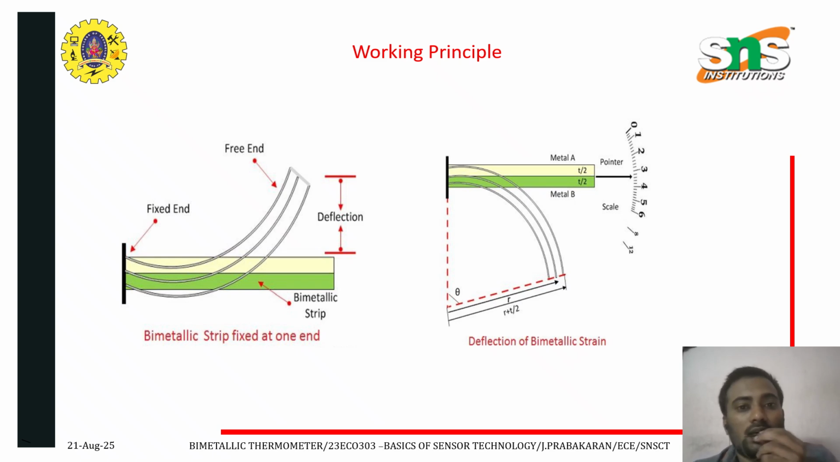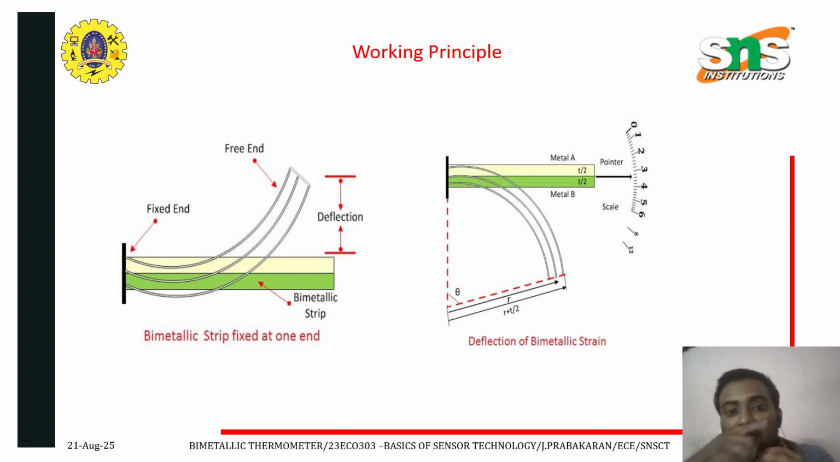Here you can see the bimetallic strip. The temperature coefficient of all metals is not the same. The expansion or contraction of metal is different at the same time. Bimetallic thermometers are devices that consist of two strips of metals with different thermal expansion coefficients, which bend in response to temperature changes due to differential expansion.